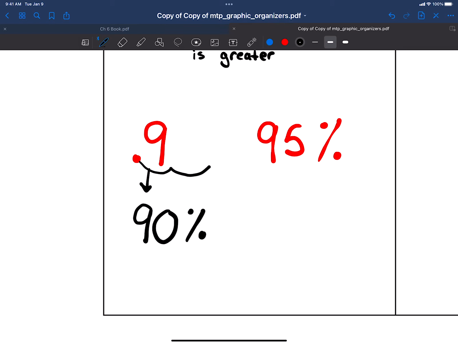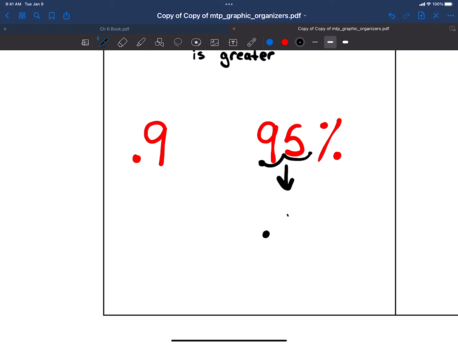So now I can compare those very easily because they're both percents, right? Or I could change this into a decimal by moving its decimal place 2 places this way, so that would be 0.95. Now once again, 0.9, which is the same thing as 0.90. 90 is smaller than 95, so you could compare them that way.